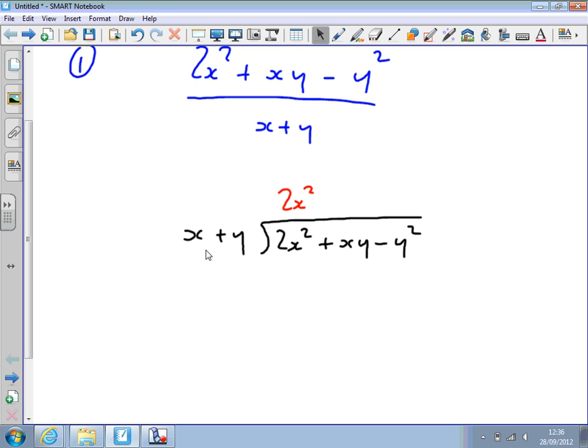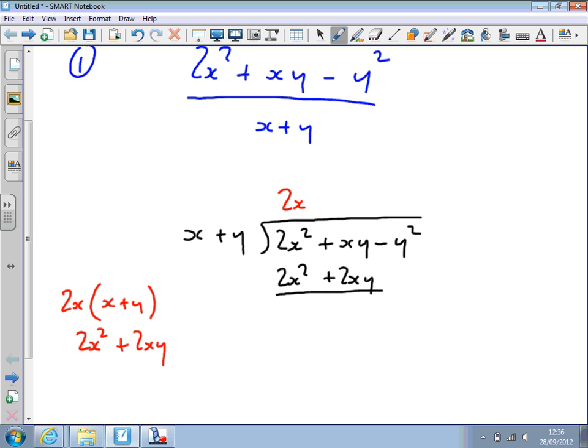But of course, I've got to multiply this whole term by 2x. So, as a little aside, I'm going to multiply 2x by x plus y, and I get 2x squared plus 2xy. So that I put underneath to find the remainder. Now, to find the remainder, I subtract this bottom term effectively from the top term.